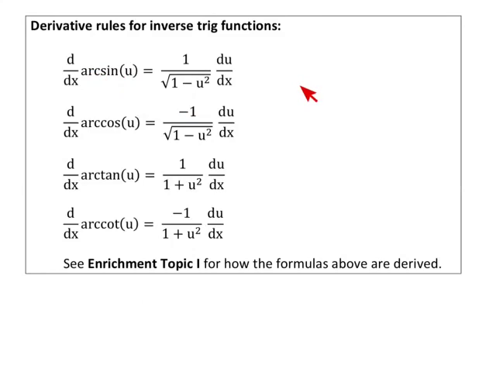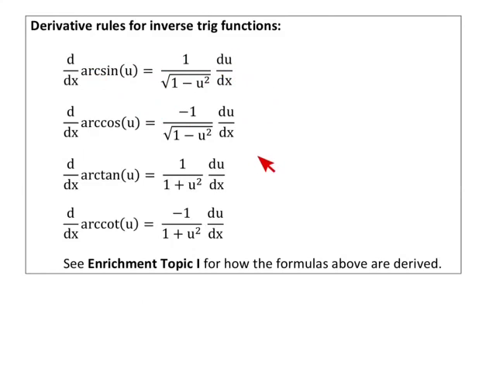Well, the derivative of that arcsine is going to be 1 over the square root of 1 minus u squared, where u is whatever function is inside the arcsine there. So there it is, u squared. And then you're going to, of course, apply the chain rule in that you multiply by the derivative of the inside. So that's where this du dx comes in.